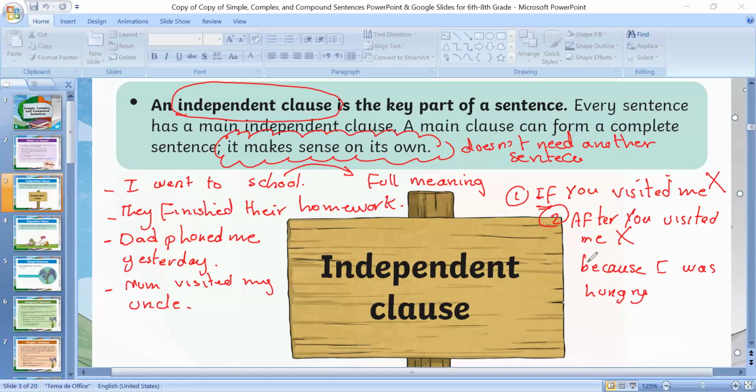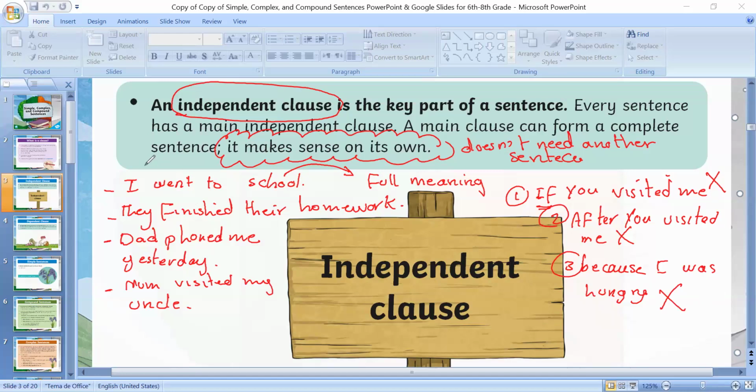Okay, Khalid. What about number 3 here? "Because I was hungry." Is this a complete meaning? No. Exactly. Does it need another sentence to complete the meaning? Yes. Okay, it means it's not an independent clause.